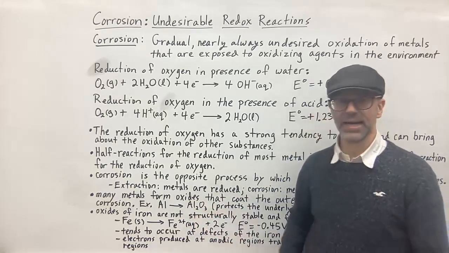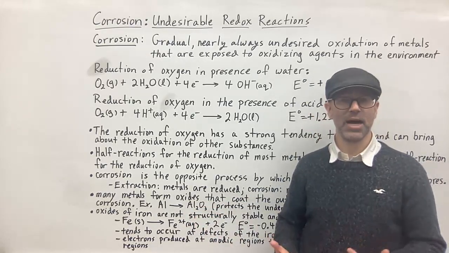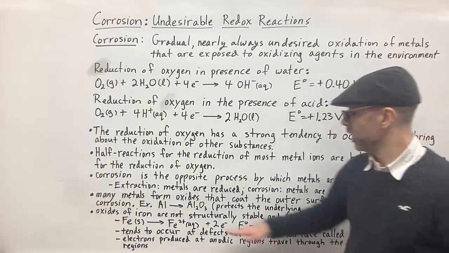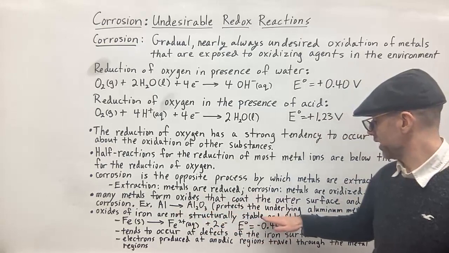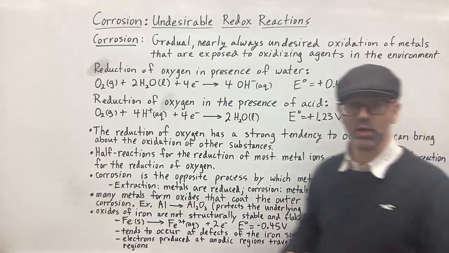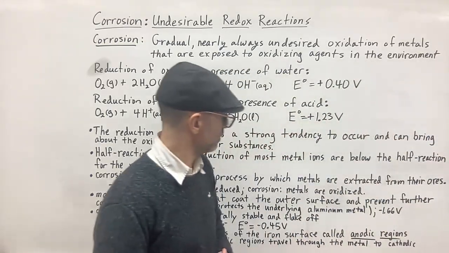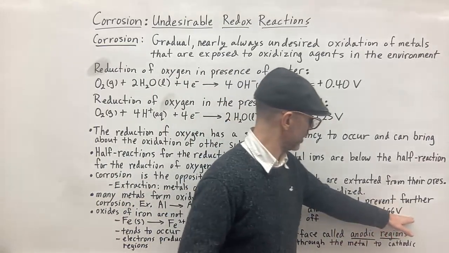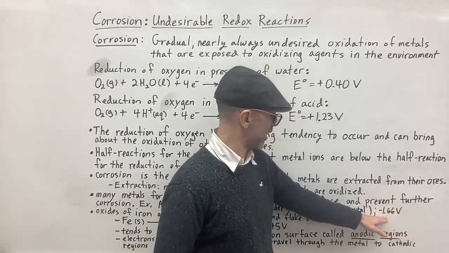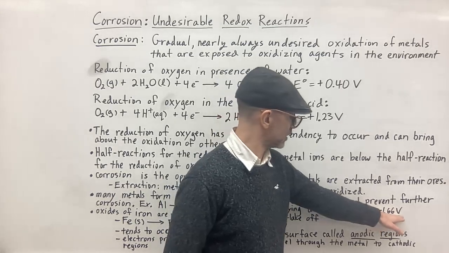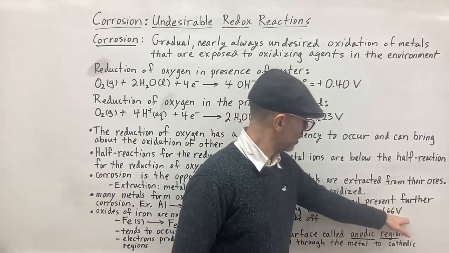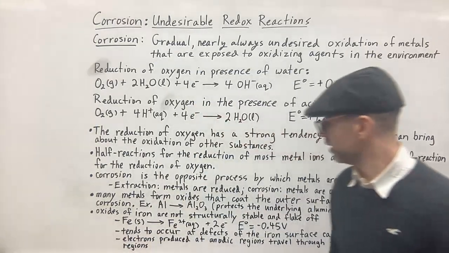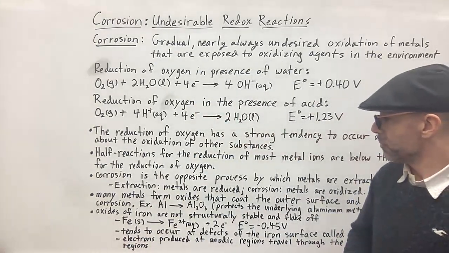Al2O3, aluminum oxide, in its pure form is sapphire. It's got a very strong structure, and so when it forms, it protects the underlying aluminum metal from further corrosion. And you can see that aluminum has a standard electrode potential of negative 1.66 volts, and so that's going to undergo that oxidation.